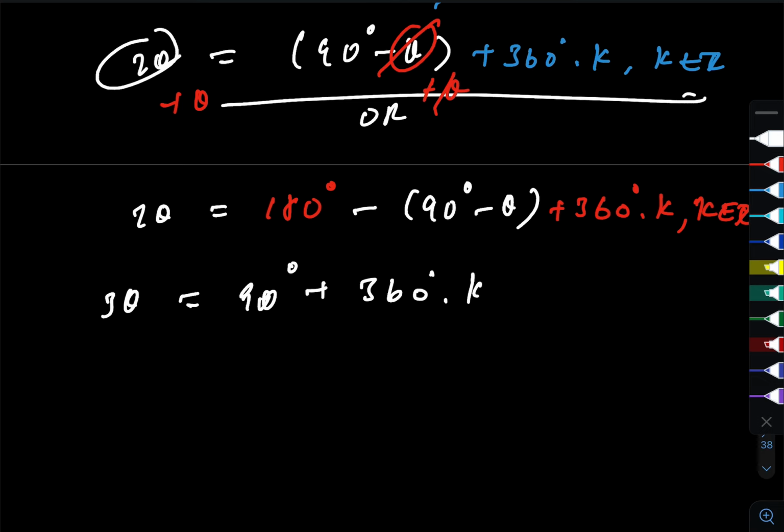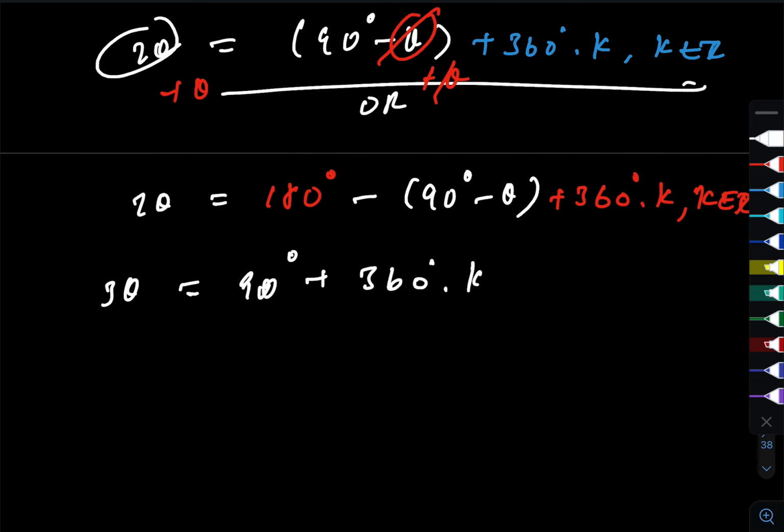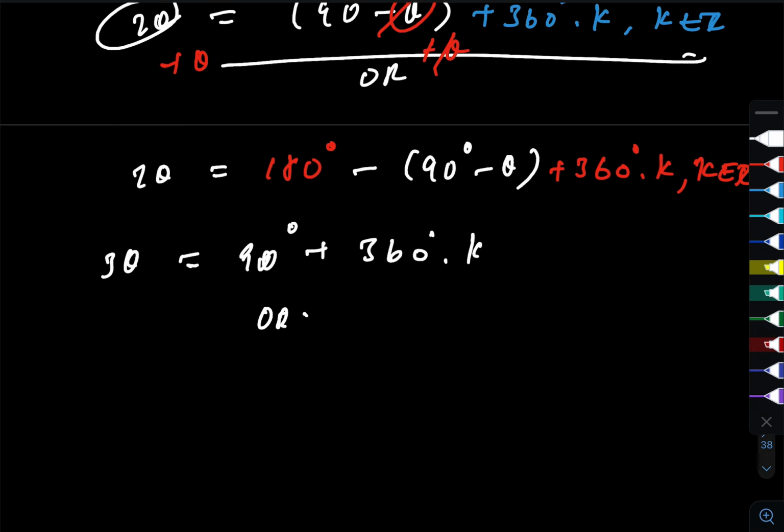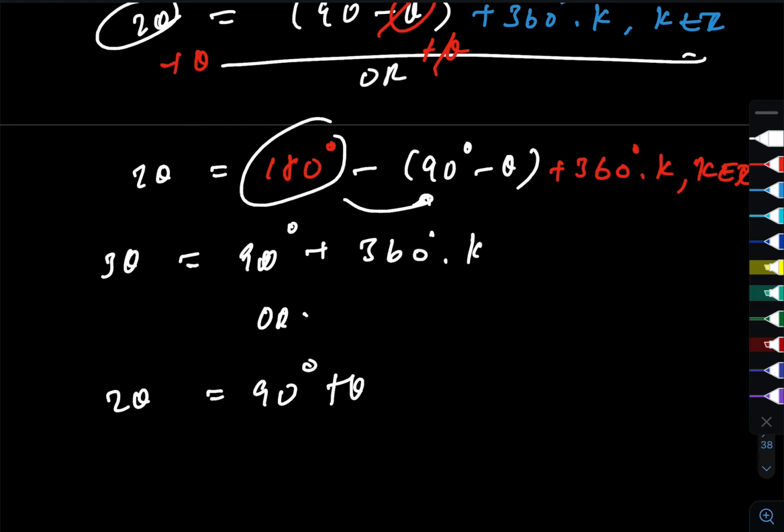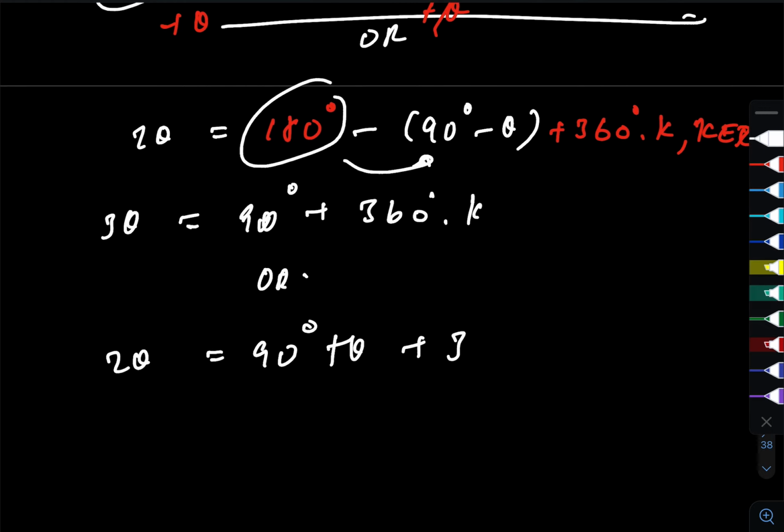Now I don't have to keep writing k element of z at this point. So the second solution to that is going to be, what I need to do here is subtract 90 minus theta from the 180. So 180 minus 90 is going to give me 90. So 2 theta equals 90. And then here, pay attention, you have a negative times a negative, which is going to be a positive theta. So I'm just going to write it there, plus 360 times k.